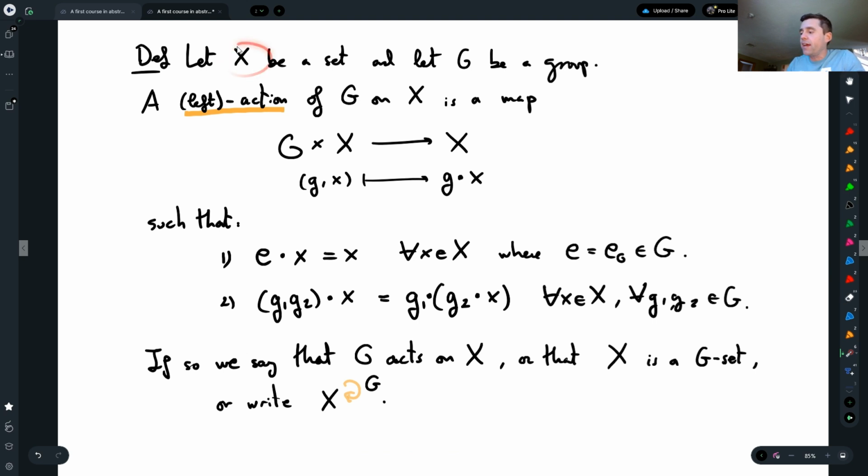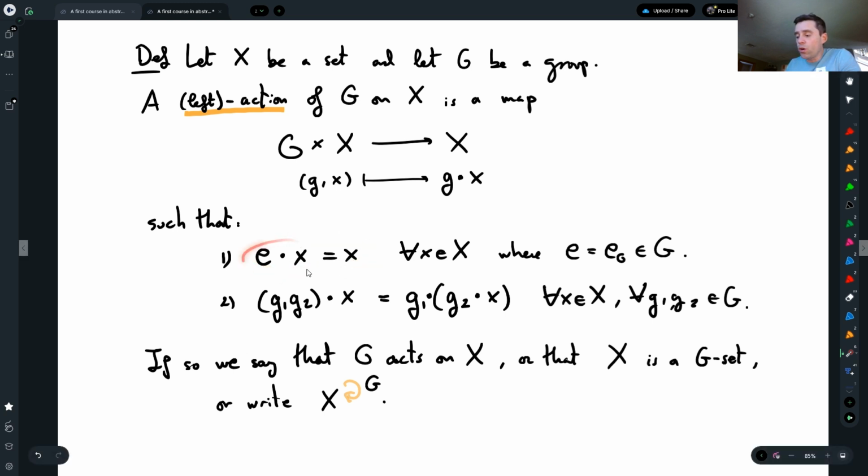We have a set X and a group G that acts on X, meaning that I can send elements of X to other elements of X via the elements of G. We call that a left action of G on X, and that's a map from G cross X to X that sends a pair of an element of G and an element of X to g dot x. This is the element g acting on x, and it's going to be a new element of my set X. We have to declare two properties for this to be an action.